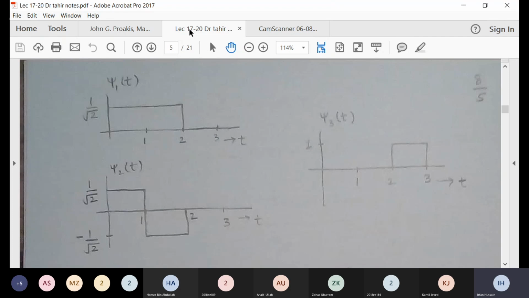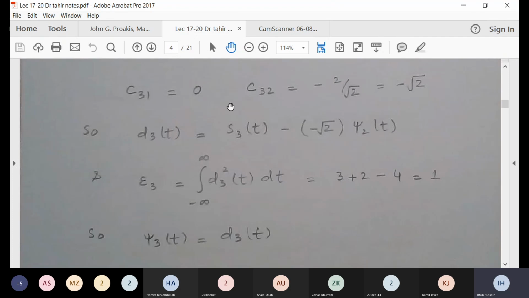This will be your D3 signal. Then you need to normalize it, meaning its energy. You know its energy will be from 2 to 3, height 1, so its energy is 1. So this could come out to be 1. So your psi 3 will be just D3 divided by 1, which will be equal to D3.